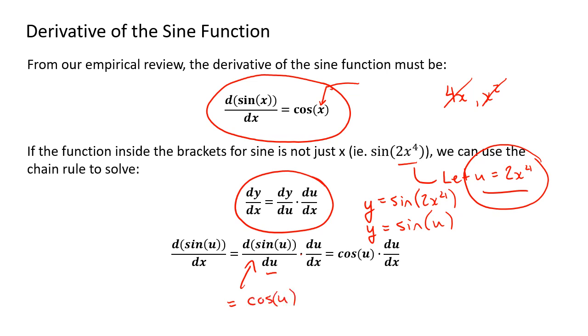And du by dx, the derivative of 2x to the 4th, is 2 times 4x to the 4 minus 1, using the power rule. So what we end up with, if we simplify this, is 2 times 4 is 8, x cubed, times the cosine of u. So we can now substitute our original value back in, which is cosine of 2x to the exponent 4. So for most instances, you're going to have to do derivatives this way, making sure you use that chain rule in order to calculate this.